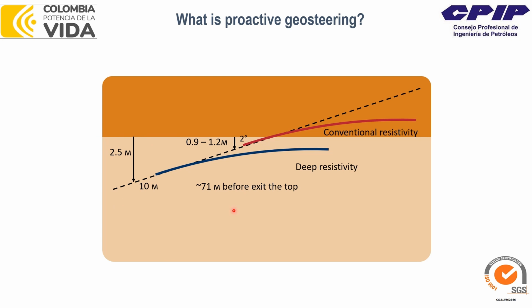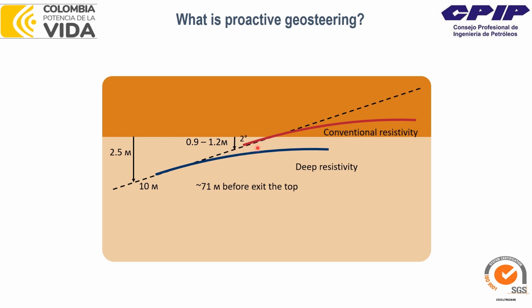Let's try to drill it with the conventional resistivity tools. Imagine, just for the reason of this exercise, the angle between the trajectory and formation is 2 degrees. Just 2 degrees. And the distance to boundary at which you can pick the boundary of the shale, in the best case, can be from 0.9 to 1.2 meters, so slightly more than 1 meter, right? So with the conventional resistivity tool.